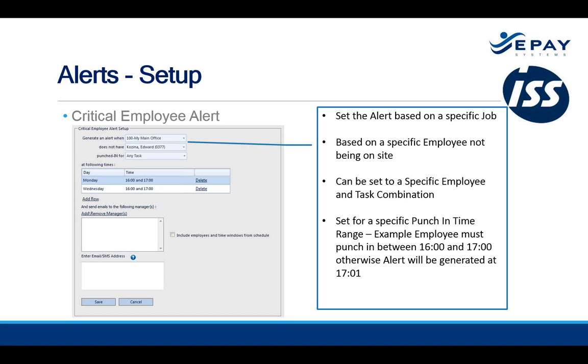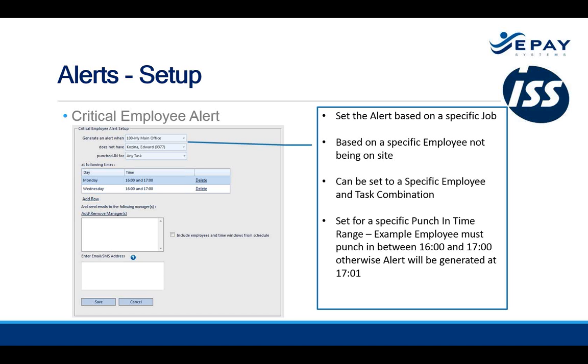Once again, critical employee alert is for one specific employee. If there are 5 employees at your job site that you want to individually make sure that they are clocking in or punching in and punching out, then in that case you'll have to set up 5 different alerts because this is, like I said, a single alert for one employee.